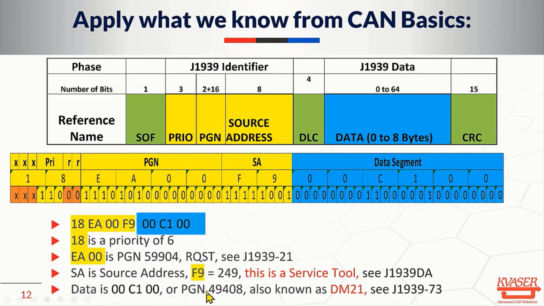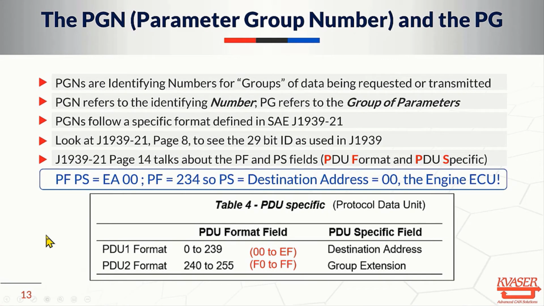00C100, it is requesting PGN 49408. If we look in J1939-73, we see that that PGN is a DM21. So we figured out from breaking this down into bits and bytes that the service tool, F9, is requesting from 00, which is the engine ECU, a DM21 right here. That's what it's requesting. And it's using a priority 6 message to request that. So a lot of information there. We broke that down pretty much completely, but we're going to go a little bit further here.